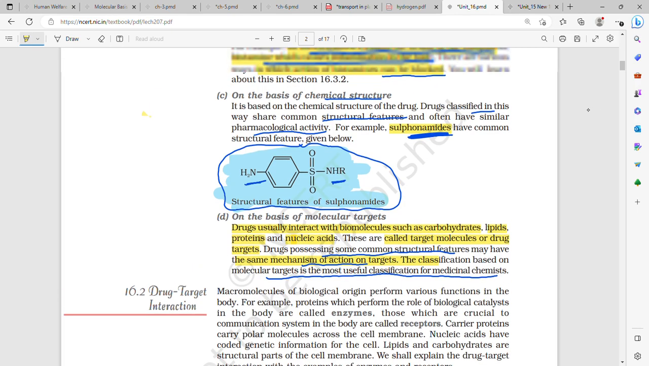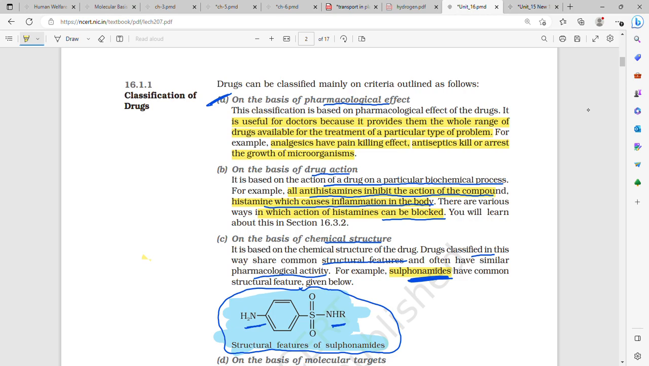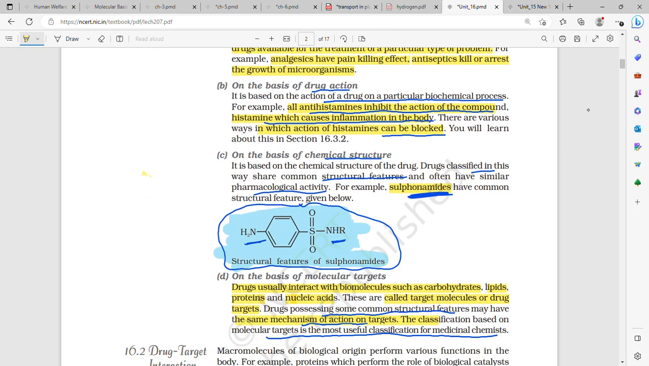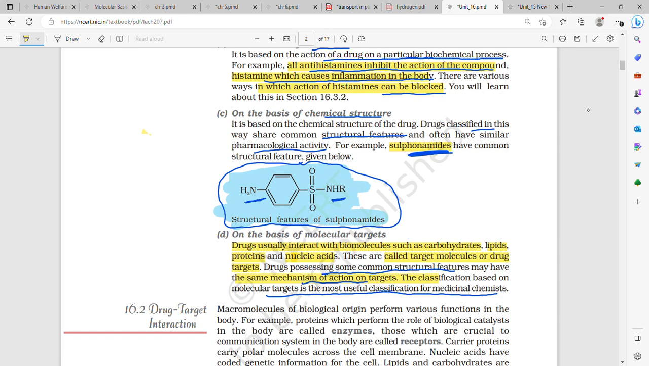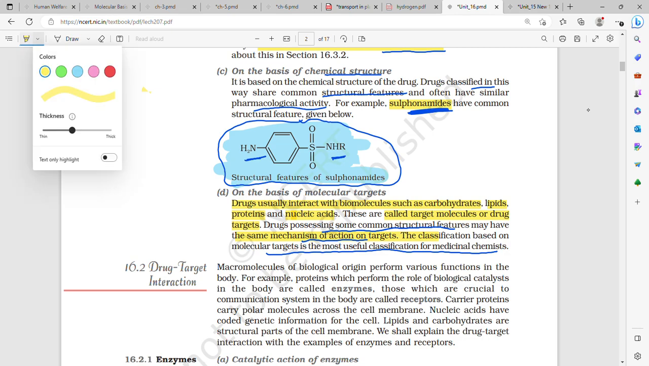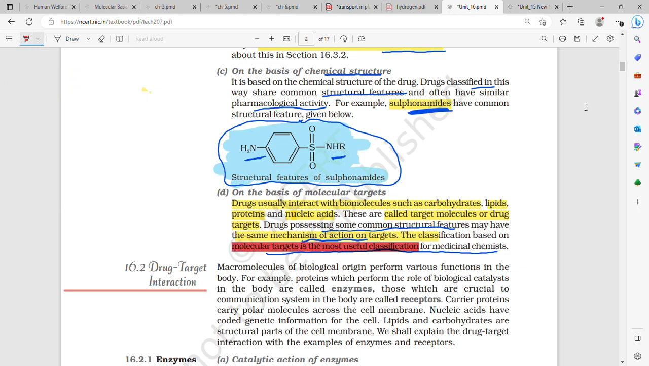The first one was on the basis of pharmacological effect, used by doctors to solve a problem. Then drug action, that is how a drug inhibits the action of a biochemical process. Third was on the basis of chemical structure, that is structural similarities of a lot of drugs, which give the same pharmacological activity. And lastly was on the basis of molecular targets. Molecular targets are drug targets such as carbohydrate, lipid, nucleic acid and protein. There will be some drugs containing the same feature which will have the same mechanism of action on these targets. And this classification on the basis of molecular targets is the most useful classification for medicinal chemists.